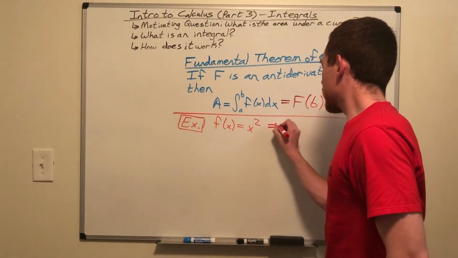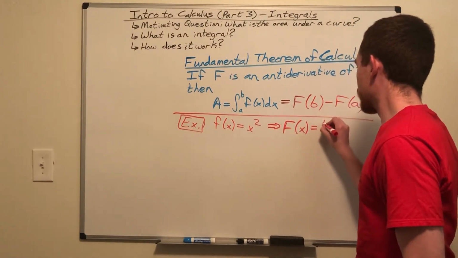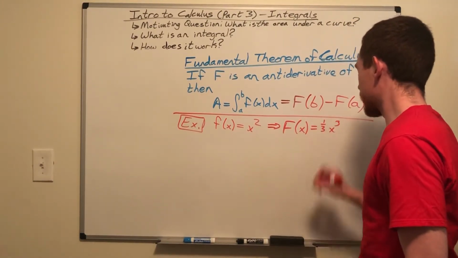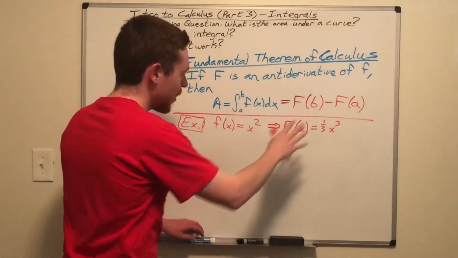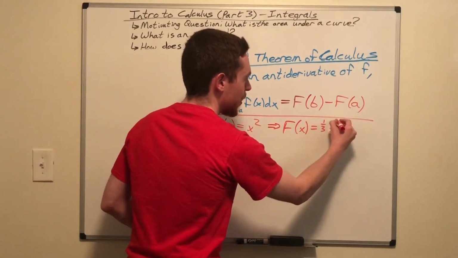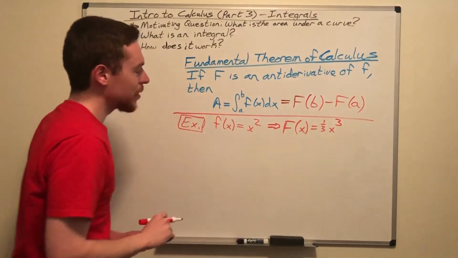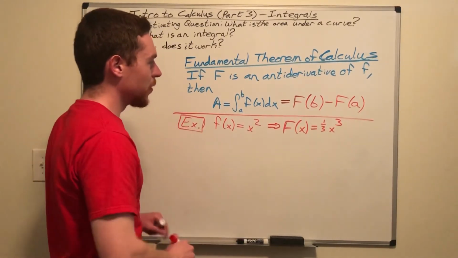And so it turns out that my antiderivative would be 1/3 x cubed, and I'm going to put a caveat, an asterisk, on that. I'll come back to that and clarify what I mean, but just keep that in the back of your mind. I'm going to have to revisit this in just a second. Okay, so I claim this is the antiderivative.